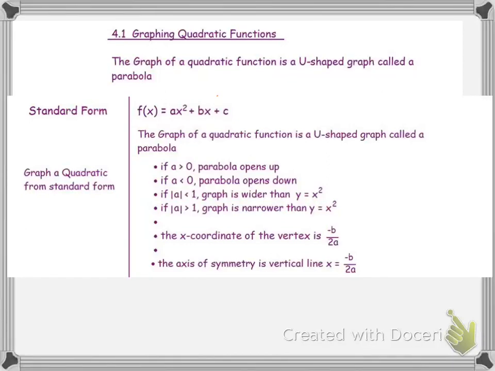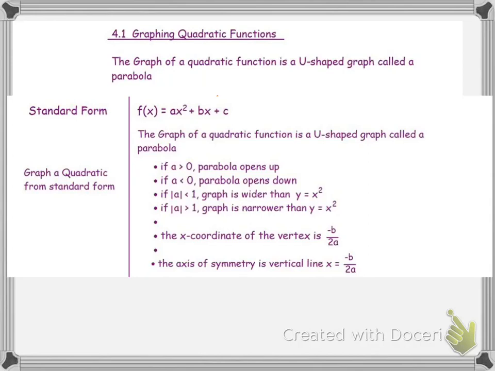Okay, so we're going to be graphing quadratics, and the graph of a quadratic is a parabola, which is a U-shaped graph. This is the standard form, ax squared plus bx plus c, and you're looking at a few parts to see what the graph is doing right away.